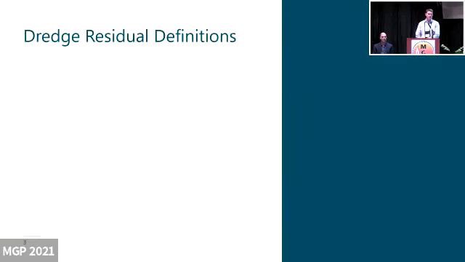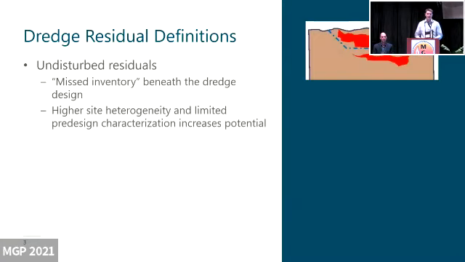So what are dredge residuals? We have two types. The first type is undisturbed residuals. I'll call them missed inventory for the remainder of this presentation. In the schematic, you can see we have two red blobs. The upper red blob is what would have been identified as contamination during your pre-design investigations. You can see that dashed blue line, which is representative of a dredge prism that would have been designed to get that contamination out. The bottom red blob, that's your missed inventory. It's just really things due to heterogeneity at the site that weren't identified.